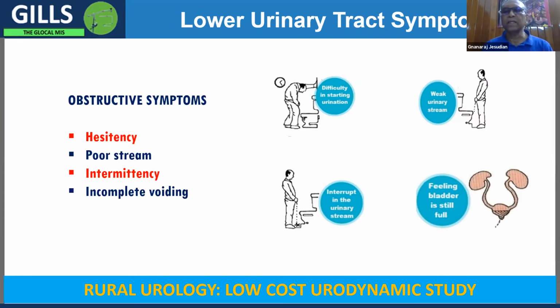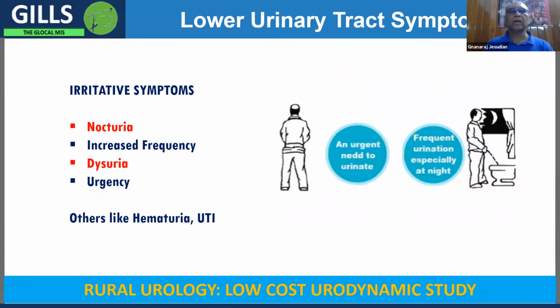So what do we use it for? It's primarily to study the various lower urinary tract symptoms. Commonly there are two groups of symptoms: obstructive symptoms and irritative symptoms. The obstructive symptoms are primarily hesitancy, poor stream, intermittency, and incomplete voiding. On the other hand, the irritative symptoms are nocturia, increased frequency, dysuria, and urgency. There may be other symptoms like hematuria or urinary tract infections.